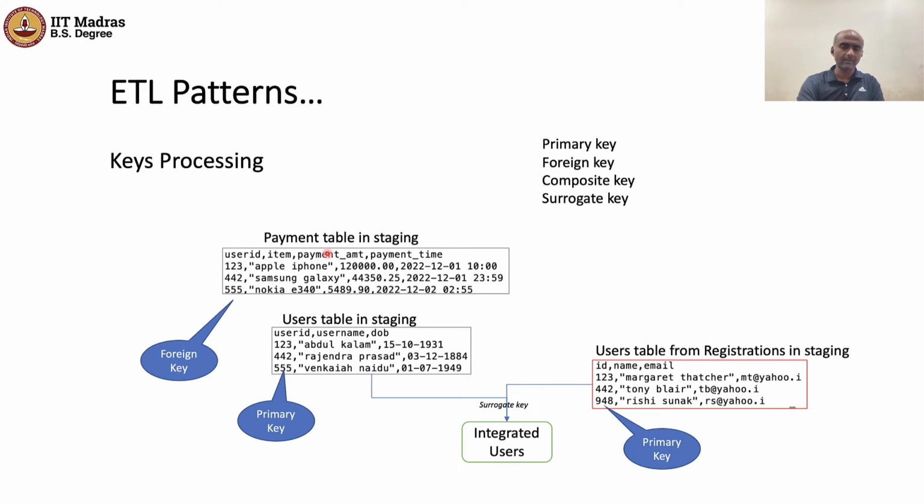I need to understand the payment amount. But can I just do a join between the users tables? No. The 1 to 3 user ID is not the same. I could still do the join, I could still get an answer, but the answer is invalid. Right? Abdul Kalam is not Margaret Thatcher.